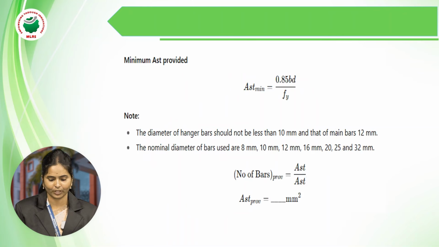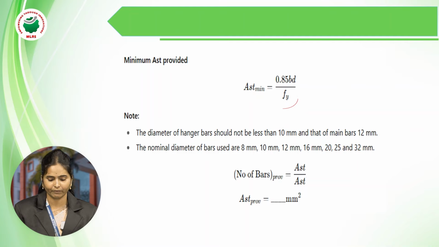Next, minimum Ast required. The formula is Ast minimum is equal to 0.85 b d by fy, where fy is the grade of steel. So note, the diameter of hanger bars should not be less than 10 mm and that of main bars taken as 12 mm. The nominal diameters of bars used are 8 mm, 10 mm, 12 mm, 16 mm, 20 mm, 25 mm and 30 mm.